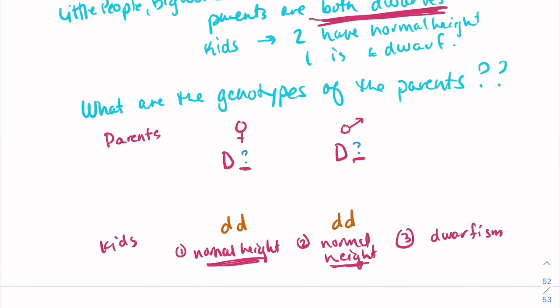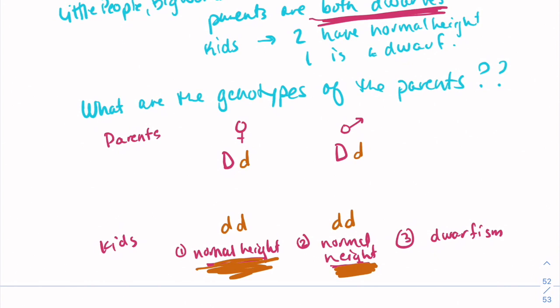Well, think about this for a second. Where did they get each of these recessive alleles? I mean, one of them had to come from their birth father and one had to come from their birth mother, so that means that both parents must be... The children who have normal height had to get that recessive allele, one from one parent and one from the other, so both parents must be heterozygous for the trait. They must be.